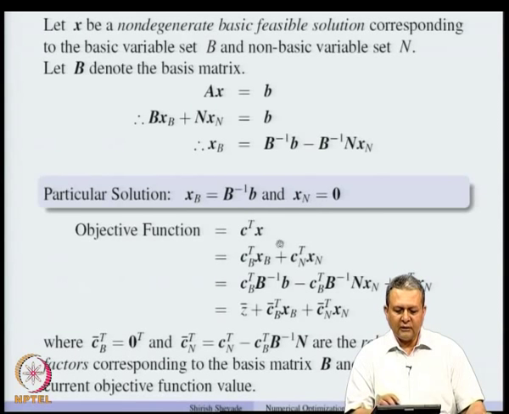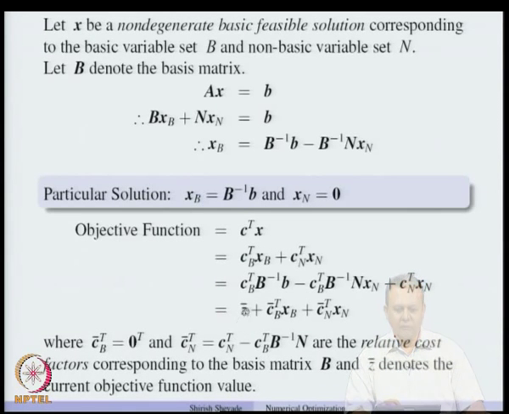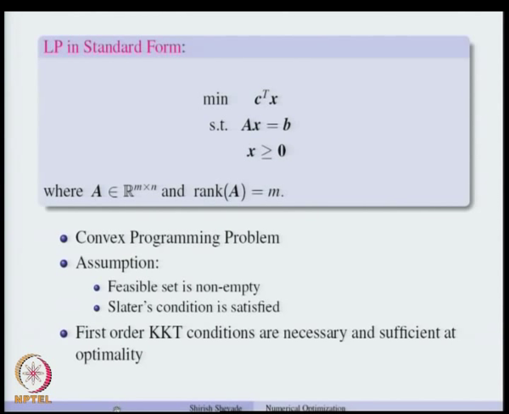And the objective function c transpose x can be written as the current objective function, which is cB transpose B inverse b, which we are going to denote by z bar, plus cB bar transpose xB plus cN bar transpose xN. Now, cB bar is 0 and cN bar is nothing but cN transpose minus cB transpose B inverse N. These are called the relative cost factors associated with a basis matrix B. And the current objective function value is cB transpose B inverse b, because cB bar is 0 and xN is 0. So, the current objective function is nothing but z bar.